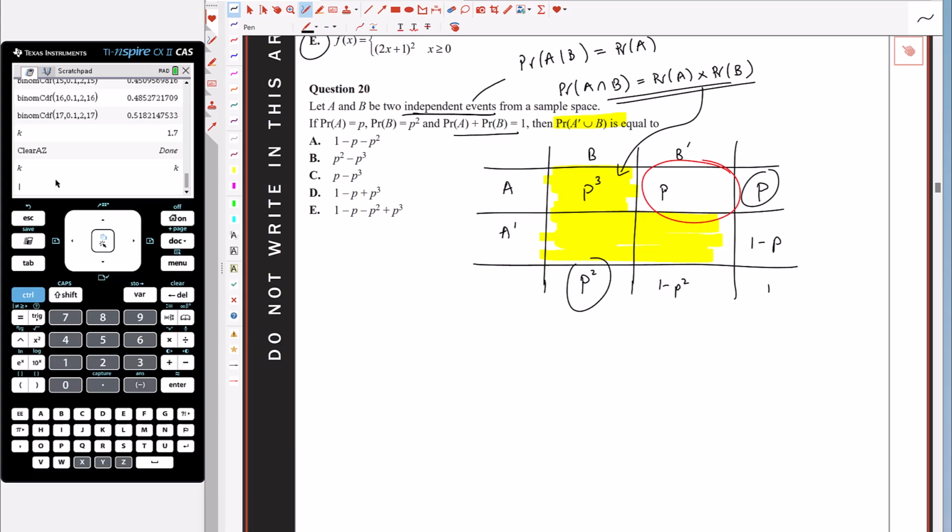So this thing here is going to be p minus p cubed, just using the Karnaugh map. The total probability here is p, minus this probability, p cubed. And so the probability of not A union B is the same as 1 minus the probability of A and not B, which means it's 1 minus p plus p cubed. Let's hope that's an option. Option D.